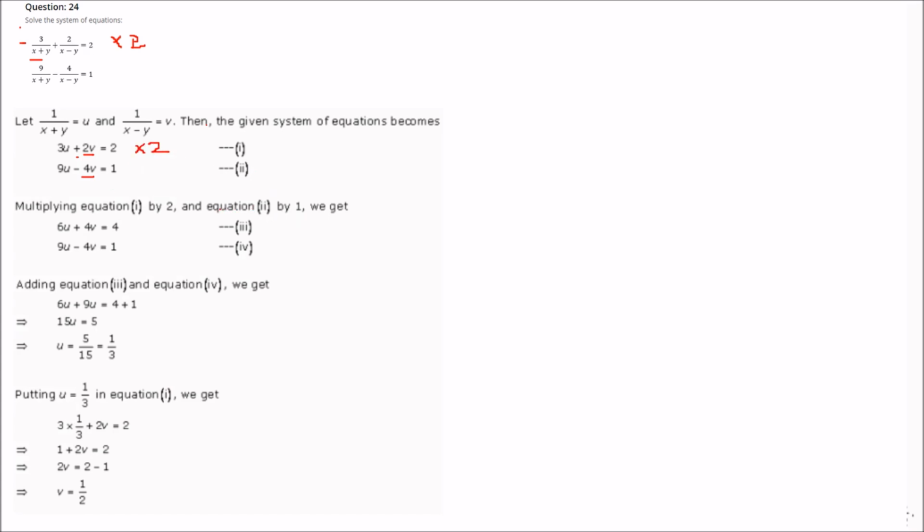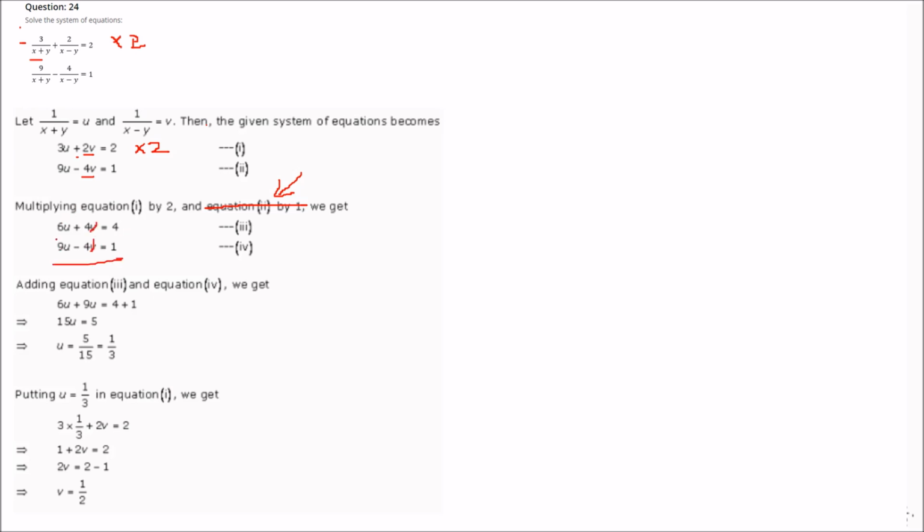There is no forcefulness to multiply it by 1. There is nowhere written that you must multiply this by 1. The simple thing is, you just multiply the whole equation by 2. That is, every term has to be multiplied by 2. So you get 6u plus 4v equal to 4.